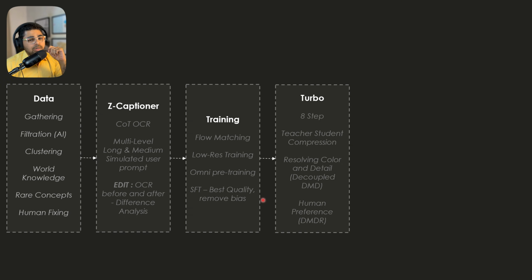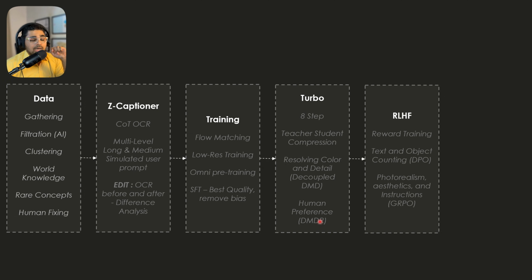Now for the turbo model, they got the steps down from 100 to 8, which is basically done using a teacher-student relationship where the teacher is the original model and the student learns how to recreate with only 8 steps. Now to do that, they used two things. One was decoupled DMD and then DMDR, where in decoupled DMD, they kind of restored the color and the distortion that was happening. And with DMDR, using humans as reference, they trained the model to understand what humans like.